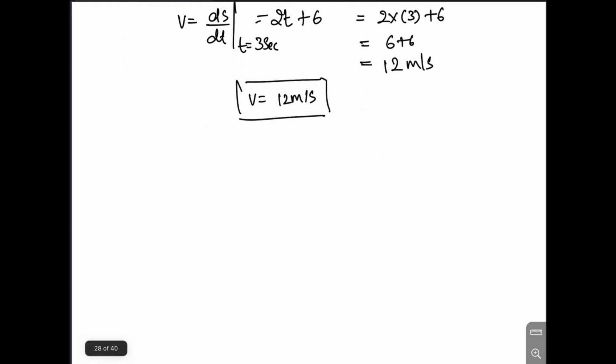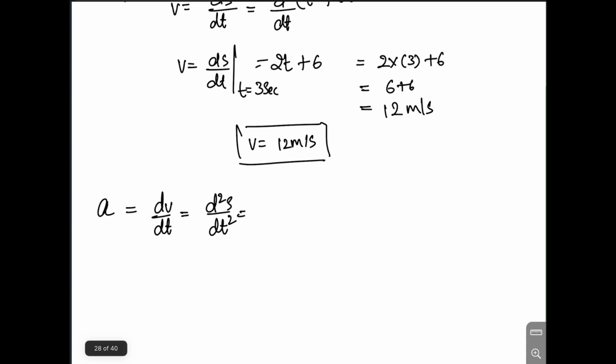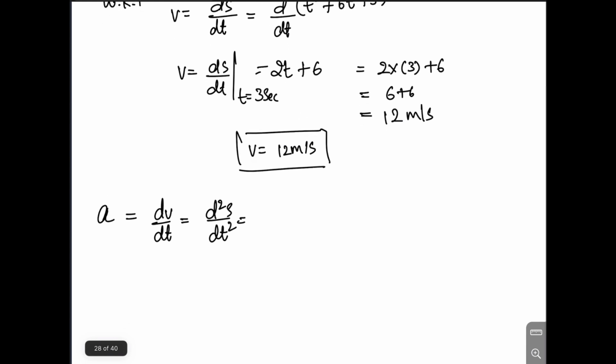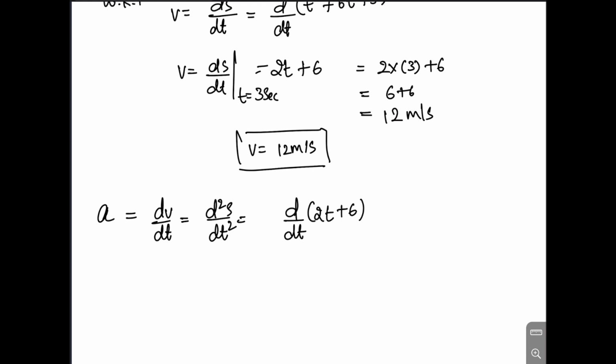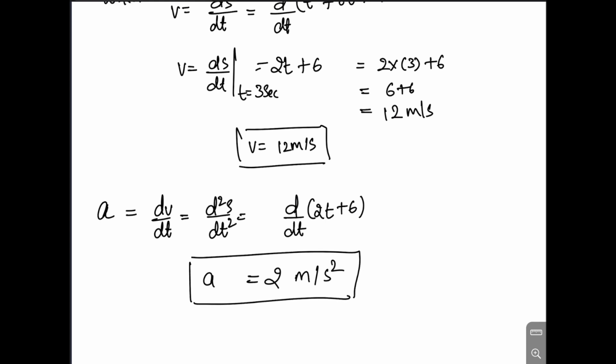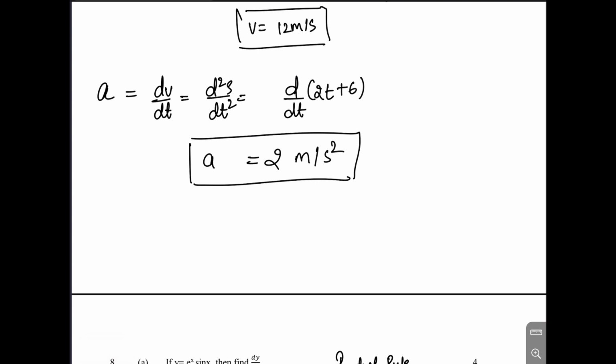Now let's try to solve for acceleration here. A represents acceleration. The definition of acceleration is change in velocity over change in time, or else we can write d square s by dt square here. We know the value of v here. V is nothing but 2t plus 6, so d by dt of 2t plus 6. Differentiation of 2t is 2 itself. So we got the acceleration value. Acceleration is always measured in meter per square second. So acceleration is 2 meter per square second.